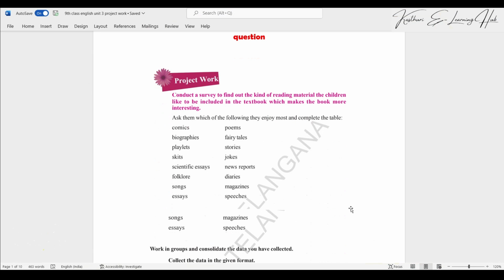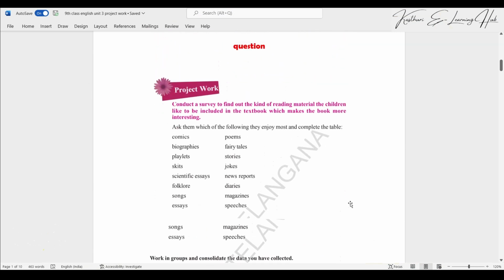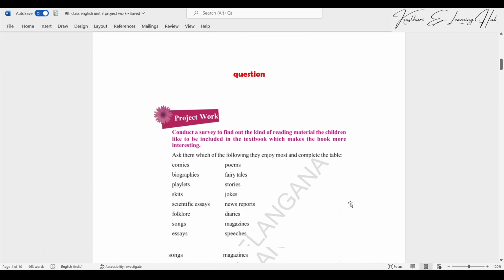In the textbook we are already given a list of certain reading materials. We have to ask a few children. A few in the sense, here it is 5 children. Then we have to record, we have to write down what they want to be included in the textbook, which makes the book more interesting. Already our English textbook is interesting. What all materials, if included, will make it more interesting, that we should find.